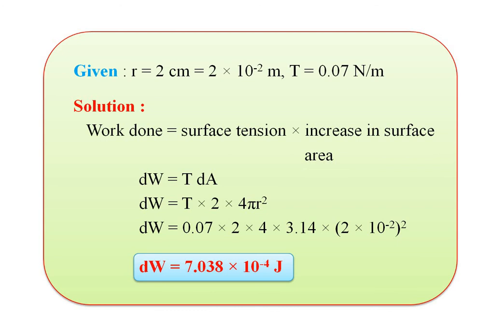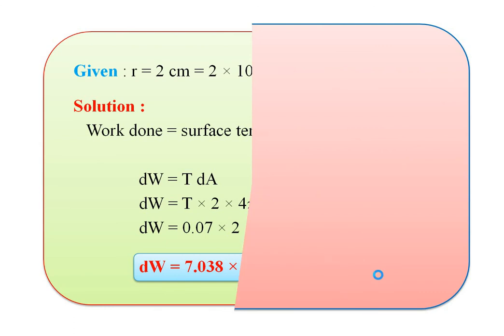dW is equal to 7.038 into 10 raised to minus 4 joule. This one is the 2 marks example. Let's see the next example.